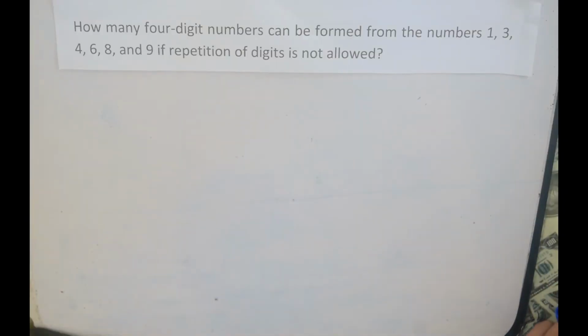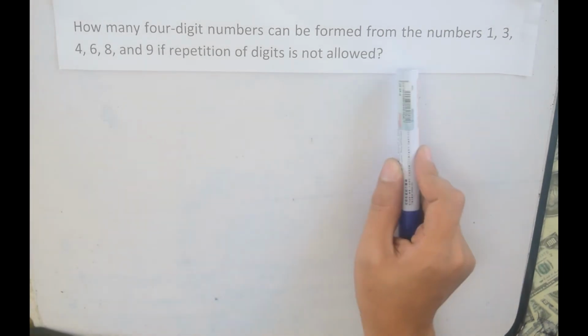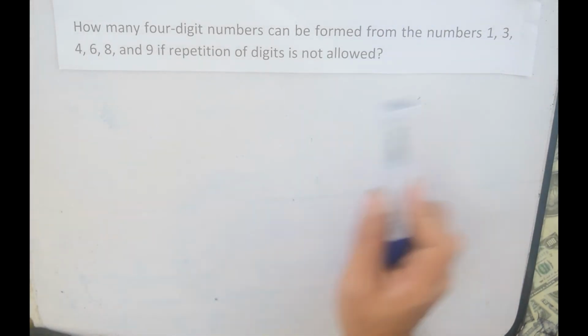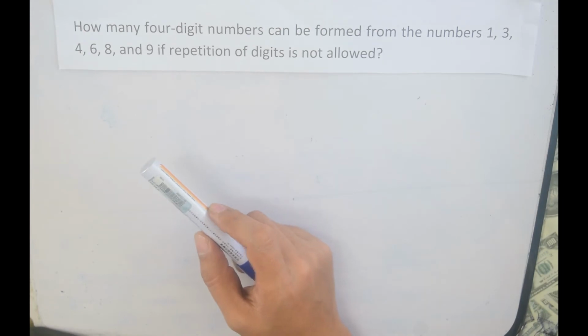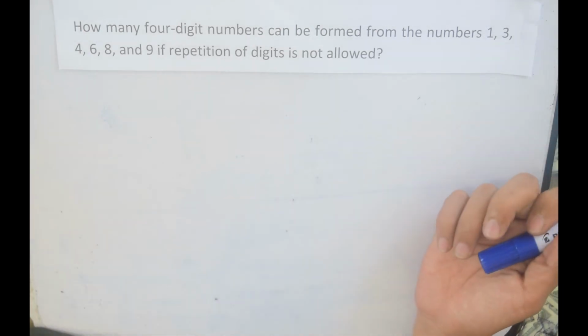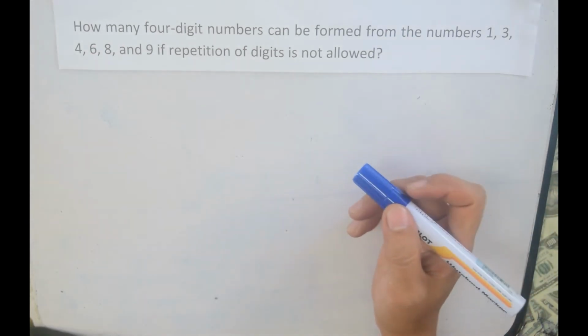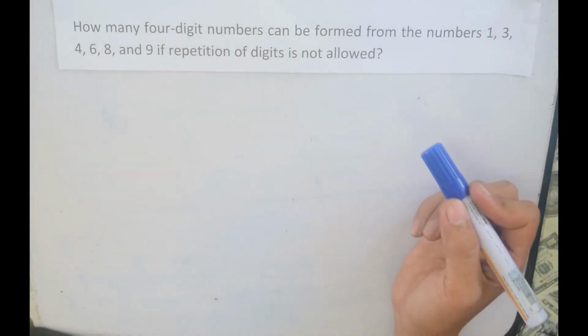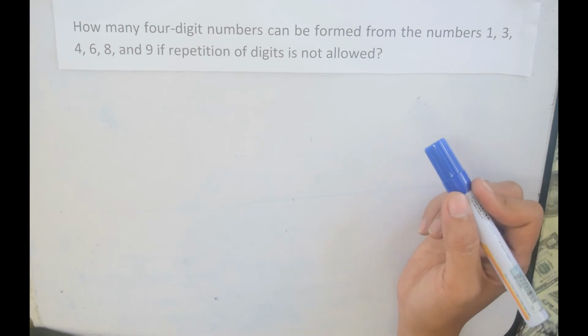We have here another example. How many 4-digit numbers can be formed from the numbers 1, 3, 4, 6, 8, 9 if repetition of digit is not allowed? So is this a permutation? Is the order important in this example?